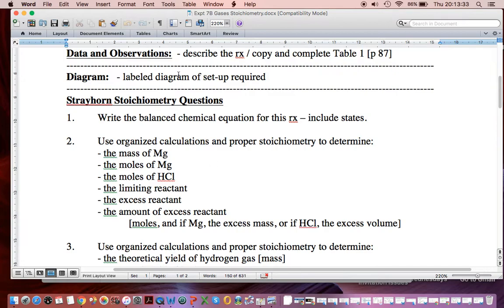Once you have your data table up here, now you're going to figure out the mass of magnesium, which you get to moles. You have a volume and a concentration of HCl, so you can get your moles. And from those 2 sets of moles, you're going to show which one's limiting and which one's excess. And you're going to tell me the amount of the excess. So if it's magnesium, I need the excess mass. And if it's HCl, I need the excess volume.